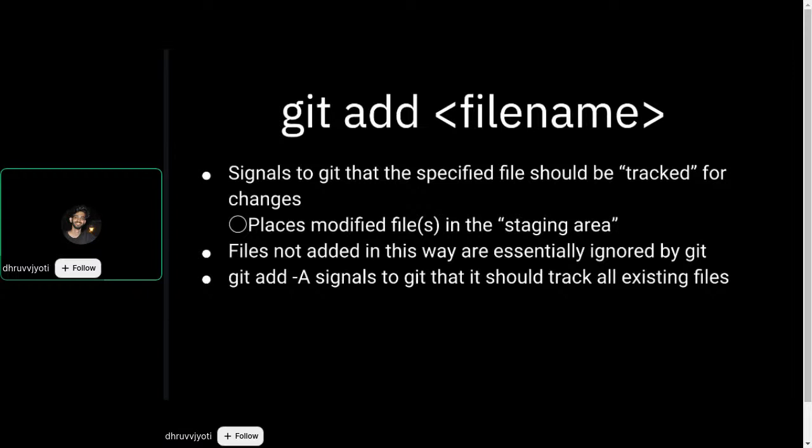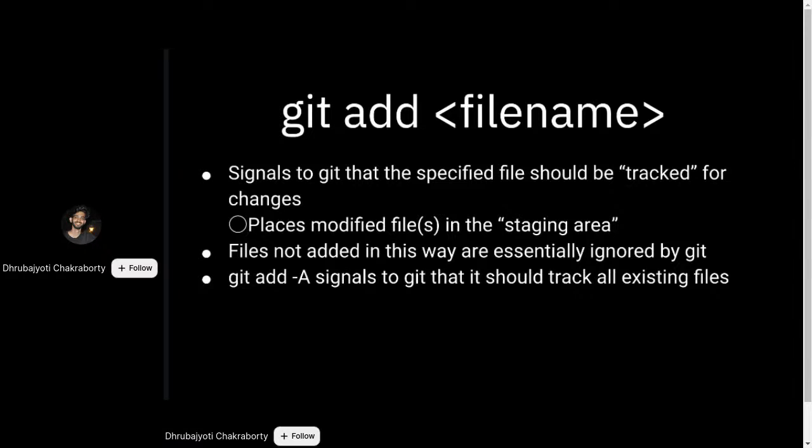Files which are not added this way are ignored by Git, so Git will not keep track of them. And git add -A signals to Git that it should track all the existing files. So if you are trying to add all the existing files, you run git add -A, which tells Git to track all existing files, not just the files that I have necessarily created.